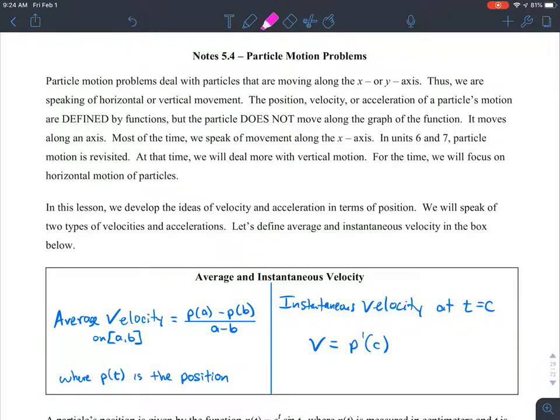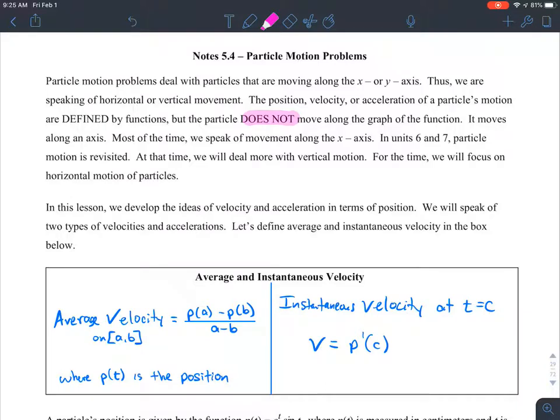The position, velocity, and acceleration of a particle's motion are defined by functions. But the particle does not, all caps, move along the path of the graph. It moves along an axis. Most of the time we speak of movement along the x-axis.